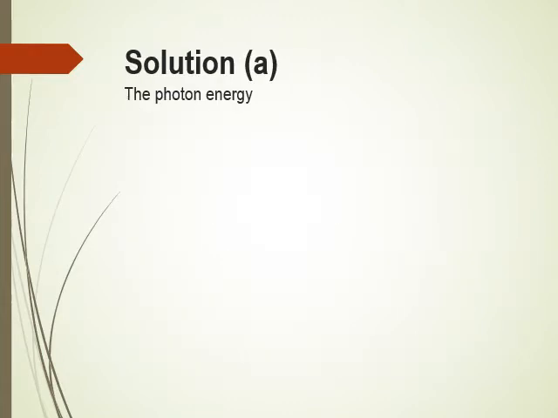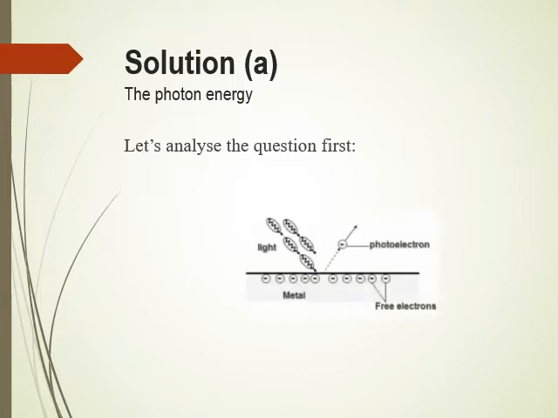Since the question involves the ejection of an electron, let us analyze the question first. See, the information given belongs to which stage of the question? When it comes to the ejection of photoelectrons, this is the process. You have an incident light, it hits a metal surface. Inside the metal surface, there's a free electron, and this free electron will be knocked out and becomes a photoelectron.